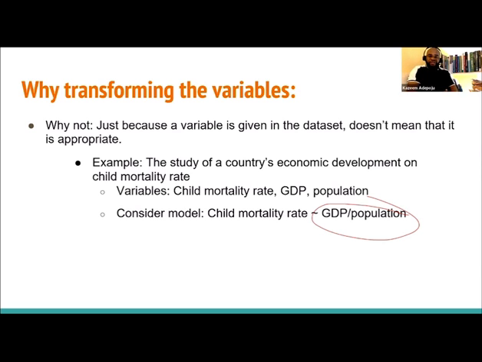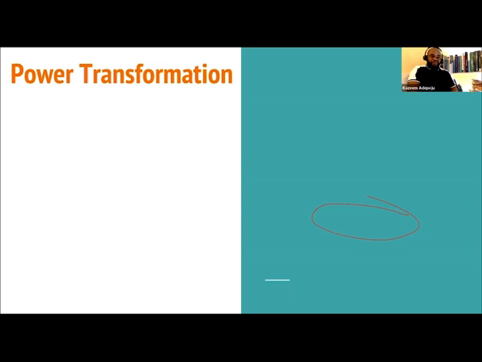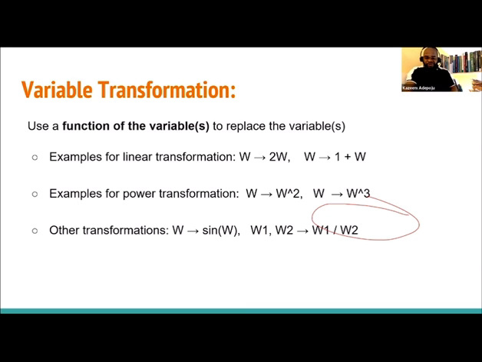What am I doing here? I'm dividing. It means I cannot use GDP alone. I cannot use population alone, but I need to transform them. I will quickly take you back. Give me 1 second. Oh, it is right here. This is what we're doing.